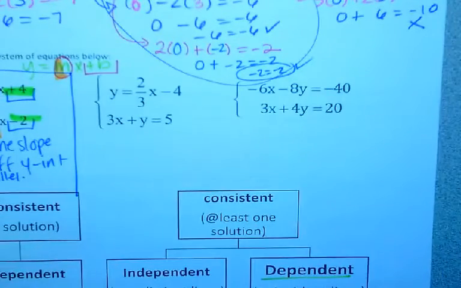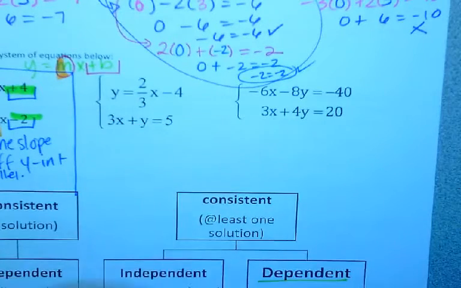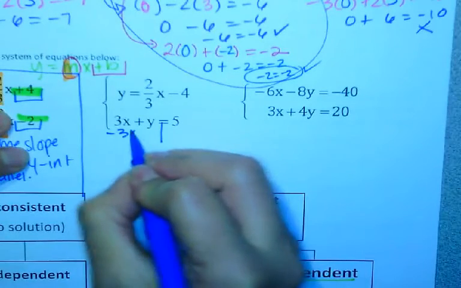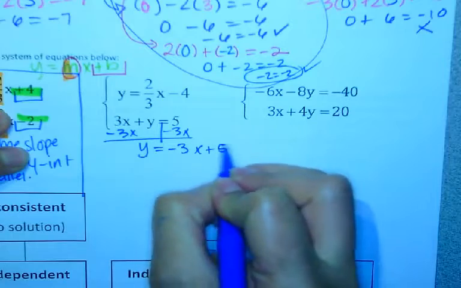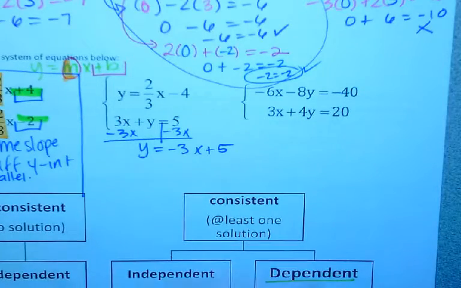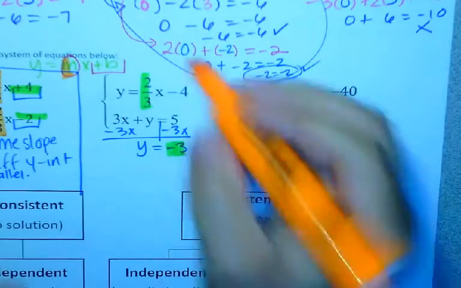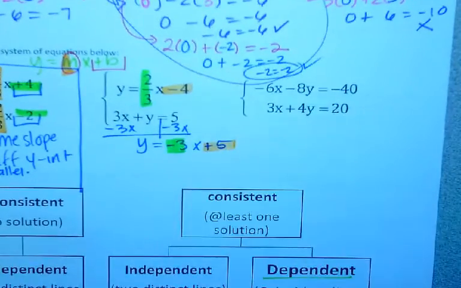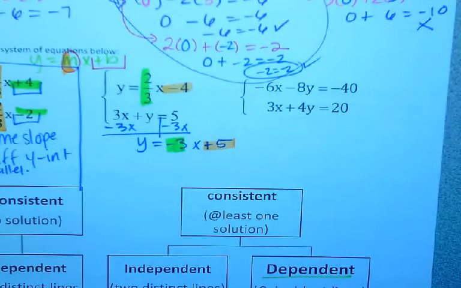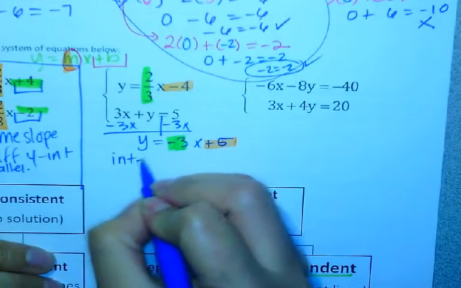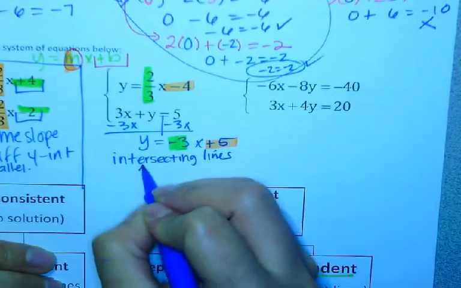Next one. Here I run into a little bit of a problem because it isn't in slope-intercept form. So that's going to be my first step. I'll move the x over. Okay, and now I see that the slope here is 2/3. This one is -3. Y-intercept is -4, and over here is +5. Different slopes, different y-intercepts. Here I know that this is going to be intersecting lines, which means I'll probably have one solution.